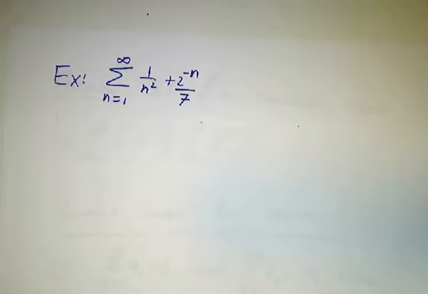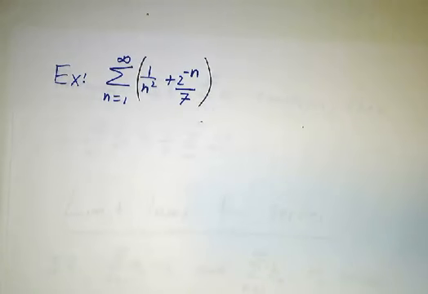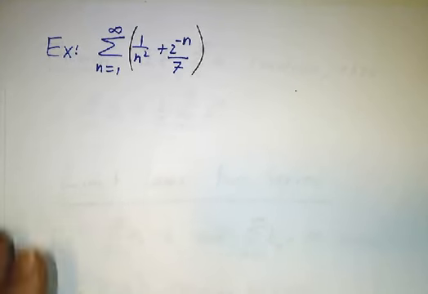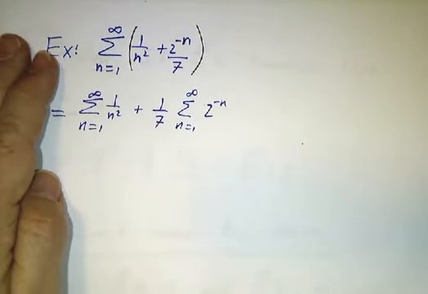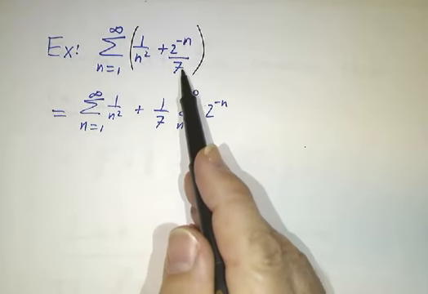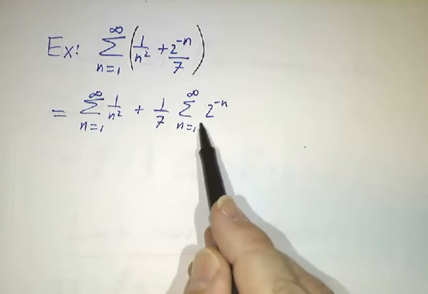So for example, suppose somebody gave you the sum of this complicated expression, 1 over n squared plus 2 to the minus n, divided by 7. You say, okay, well, I'm just going to use my limit laws on that. That's going to be the sum of 1 over n squared plus the sum of 2 to the minus n over 7. And the sum of 2 to the minus n over 7 is just a seventh of the sum of 2 to the minus n.